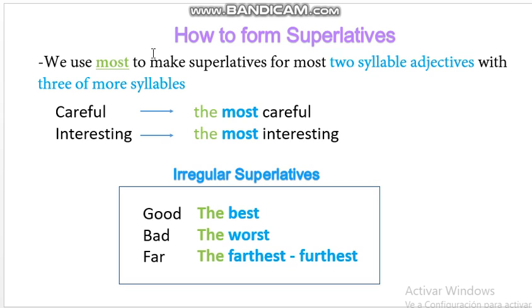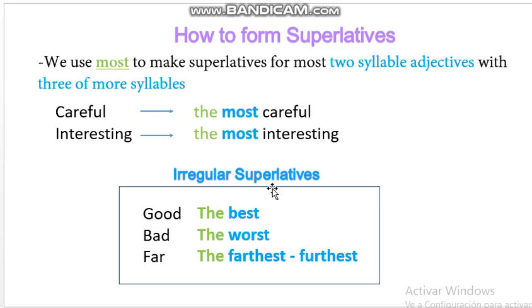We use most to make superlatives for most two-syllable adjectives and those with three or more syllables. That means that we have long adjectives such as careful, interesting. They are long, they are not short. So if we see that they are long, we have to add most at the beginning of the adjective. The most careful, the most interesting, because they are long, okay?